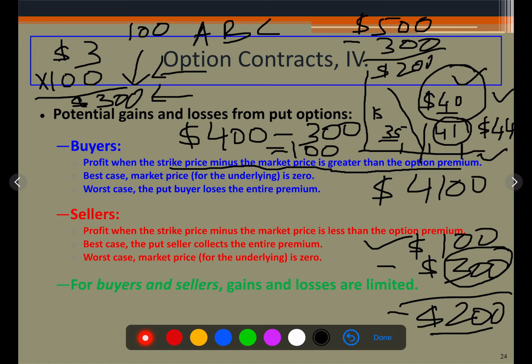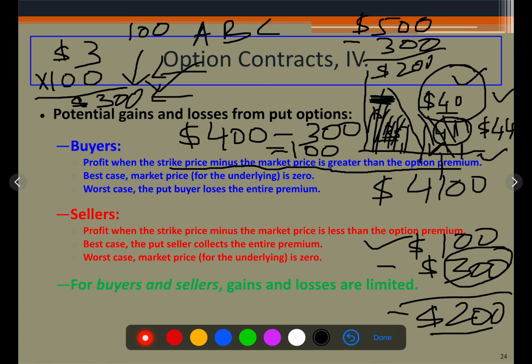The situation of the seller is opposite. So over here, being a buyer of the put option contract, in this whole zone, I'm in the money, right? And over here, I'm out of the money. The situation is different for the seller. So the profit when the strike price minus the market price is less than the option premium. Obviously, anywhere over here, the seller of the put option contract is at benefit. He'll keep his whole $300 premium, right?